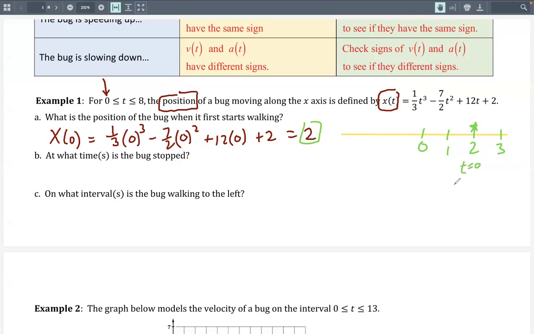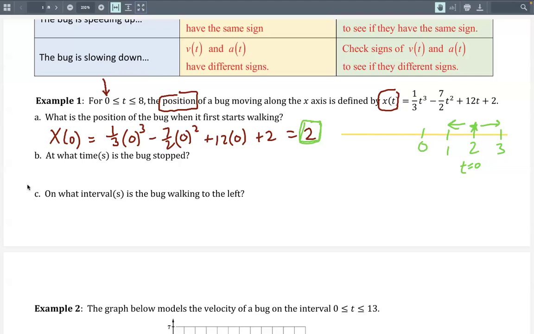As time marches on, think of a metronome clicking, click, click, click, click. As time marches on, the bug could either stay at position 2, the bug could walk to the right, or the bug could walk to the left. That's its only choices: either stay put, move right, or move left. So right now, from plugging into the position function, we know the bug is at 2.